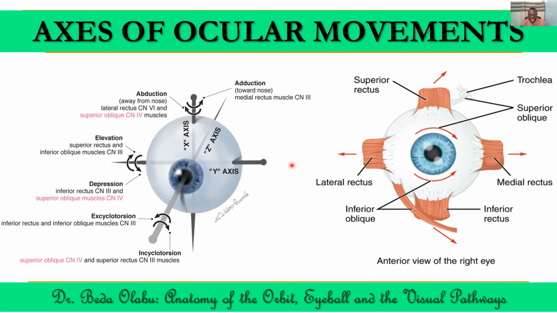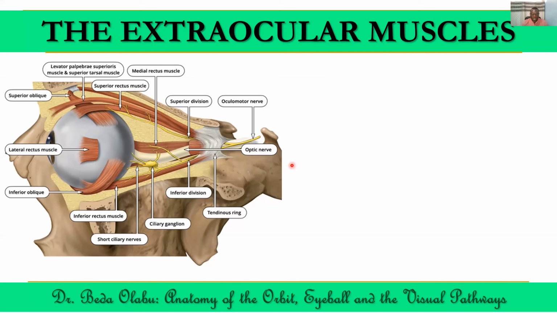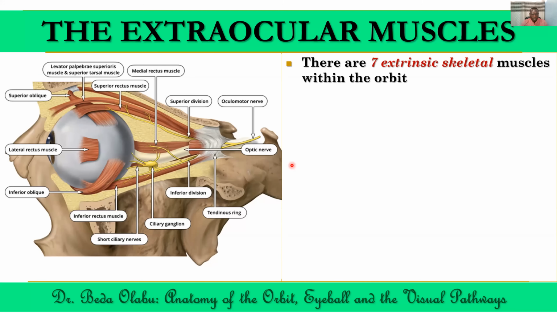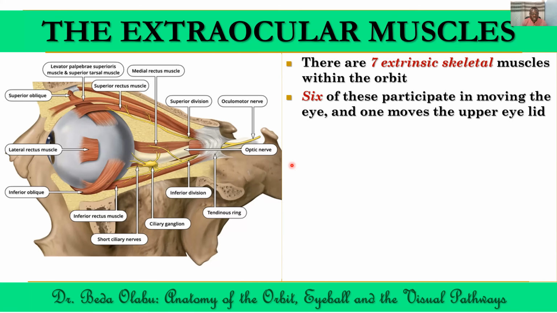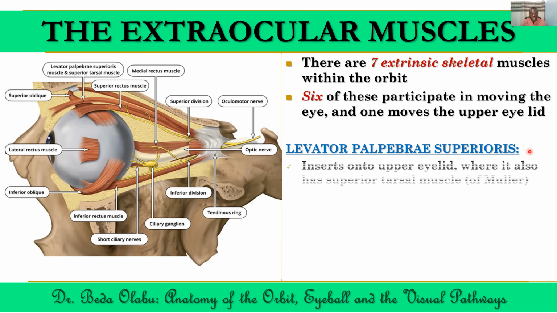With that understanding, we can now look at the extraocular musculature. We have a total of 7 skeletal muscles within the orbit. Out of these 7, 6 of them actually move the eye. One doesn't move the eye, it moves the upper eyelid. I want us to talk about these 6 muscles. Let's start with the one that moves the upper eyelid. We call it Levator palpebrae superioris.